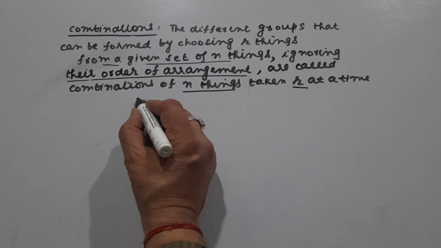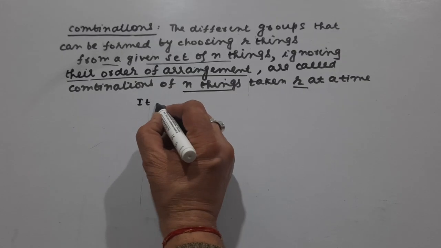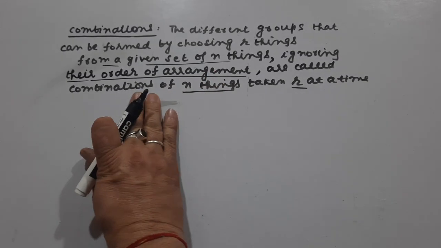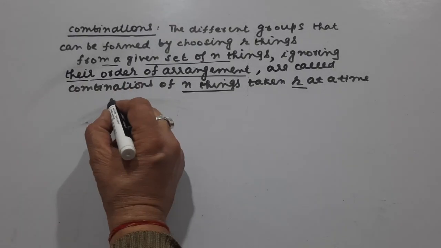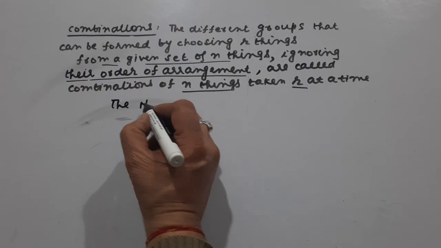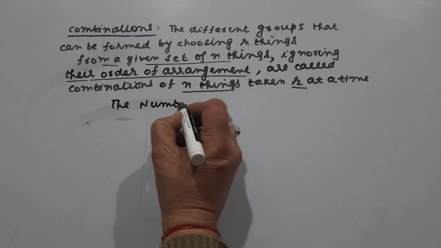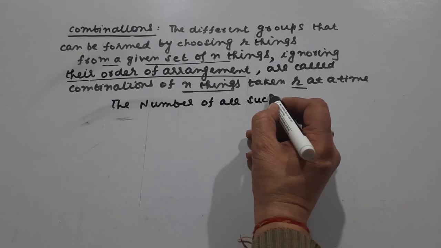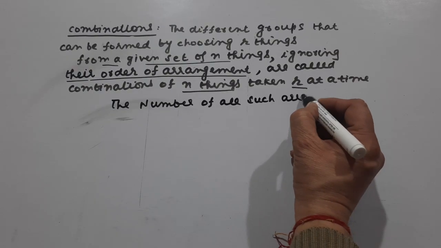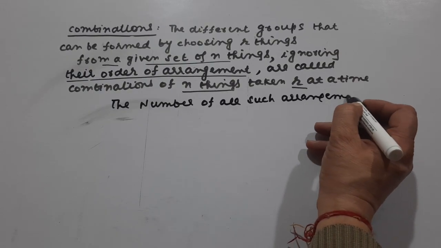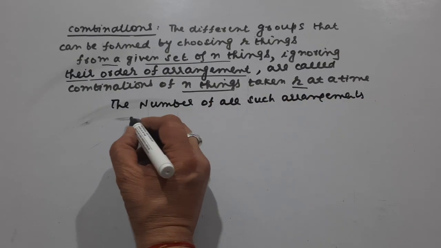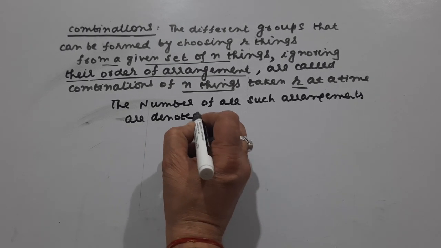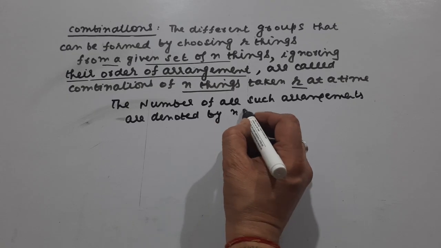First of all, I tell you that it is denoted by, or we can write, the number of all such arrangements are denoted by nCr.